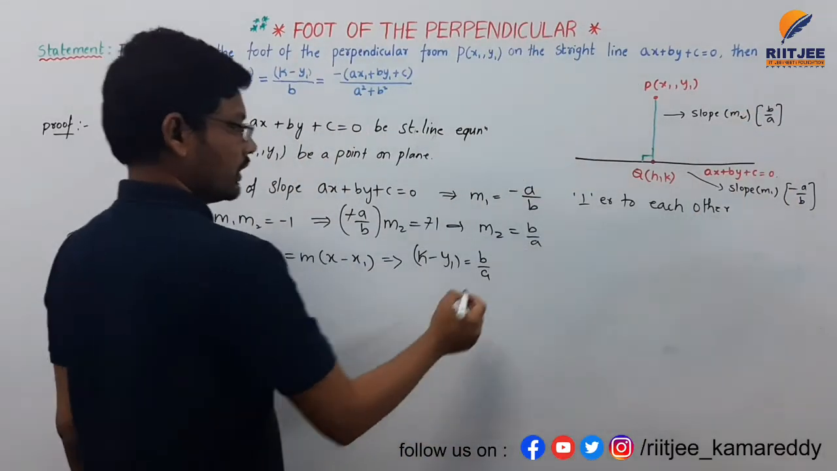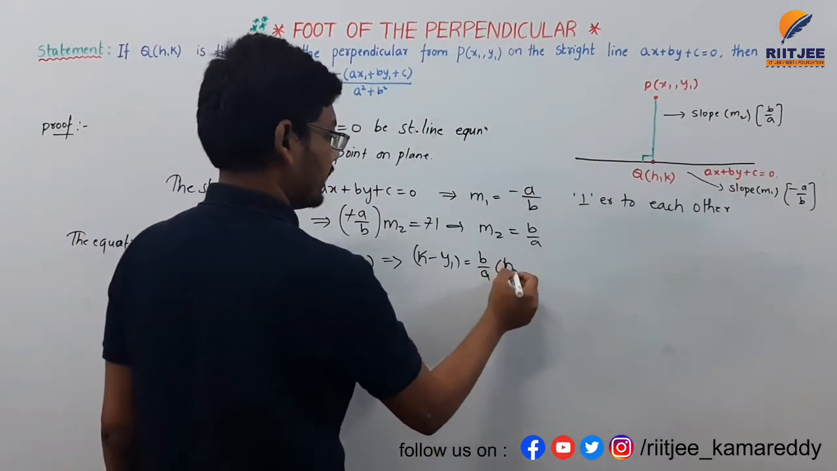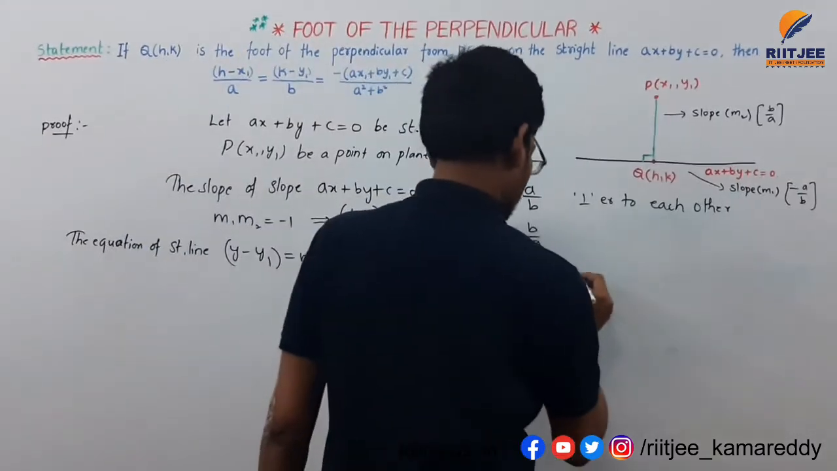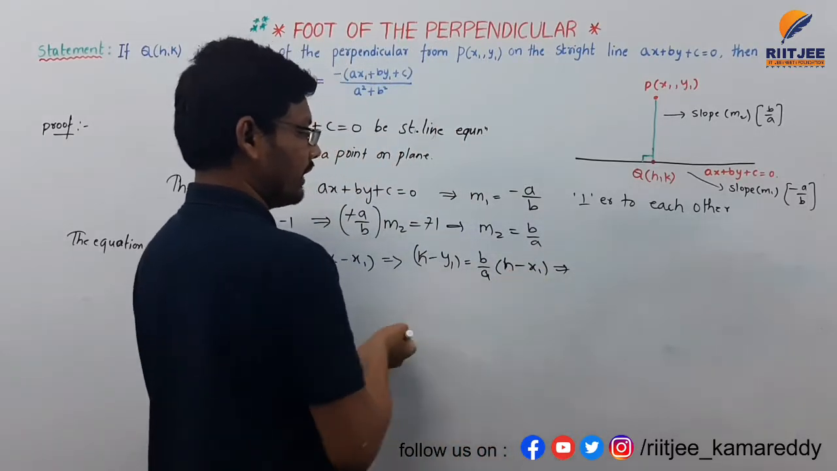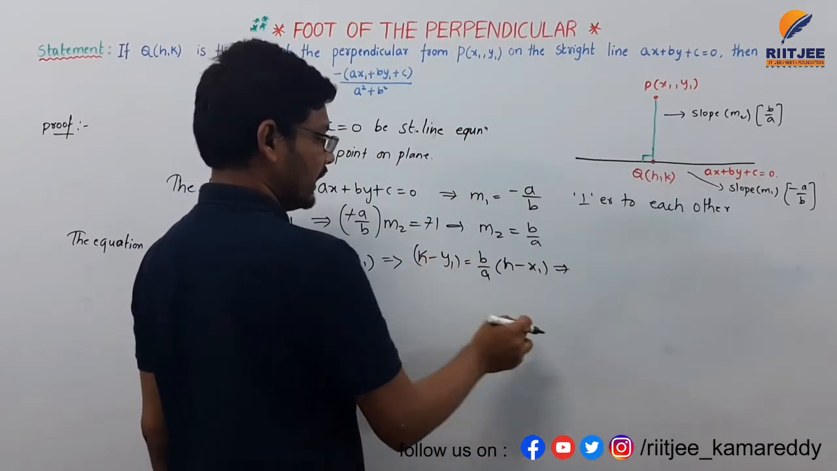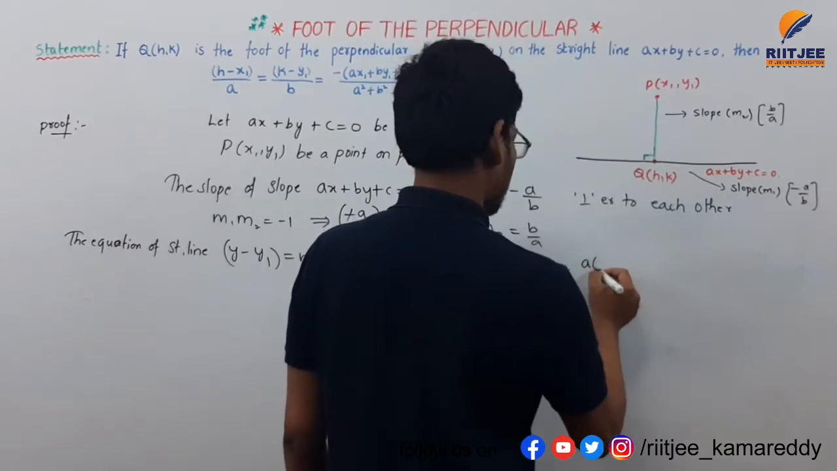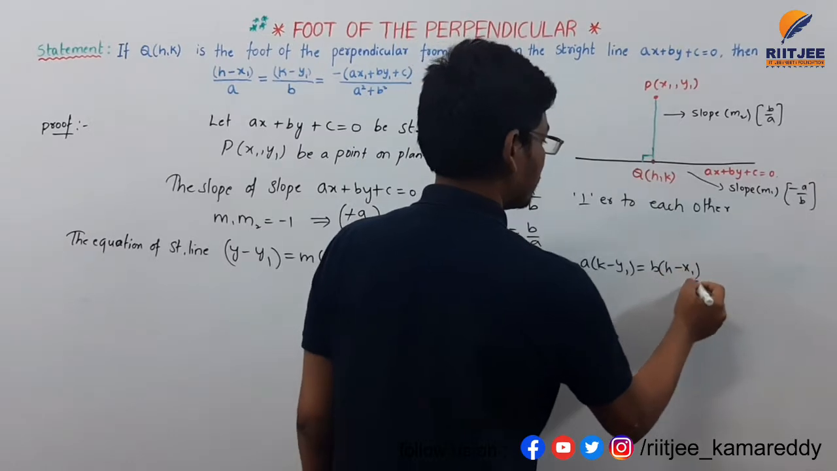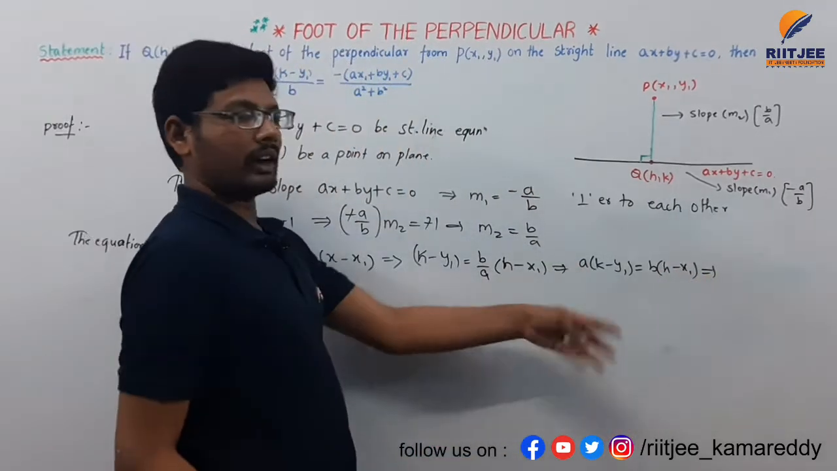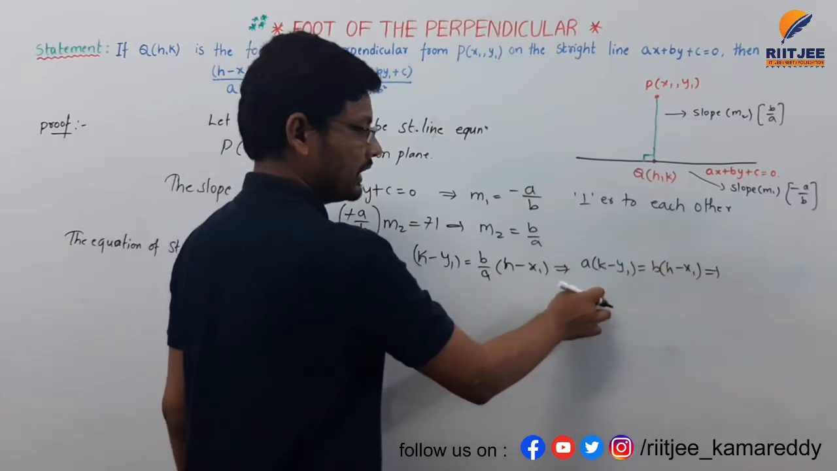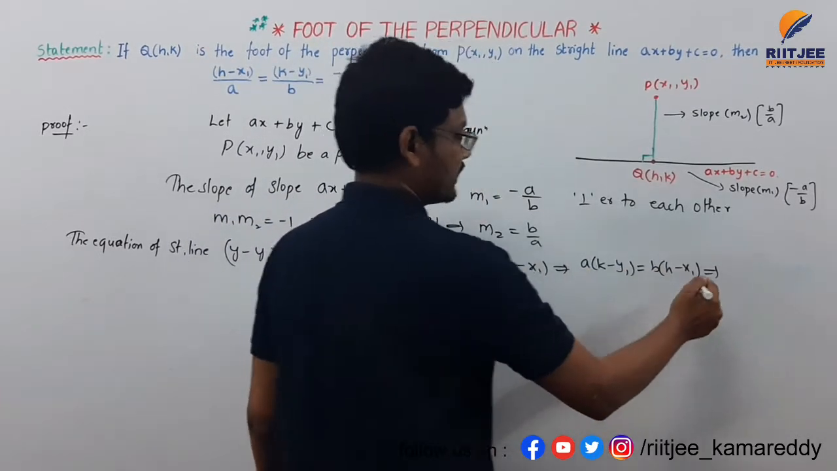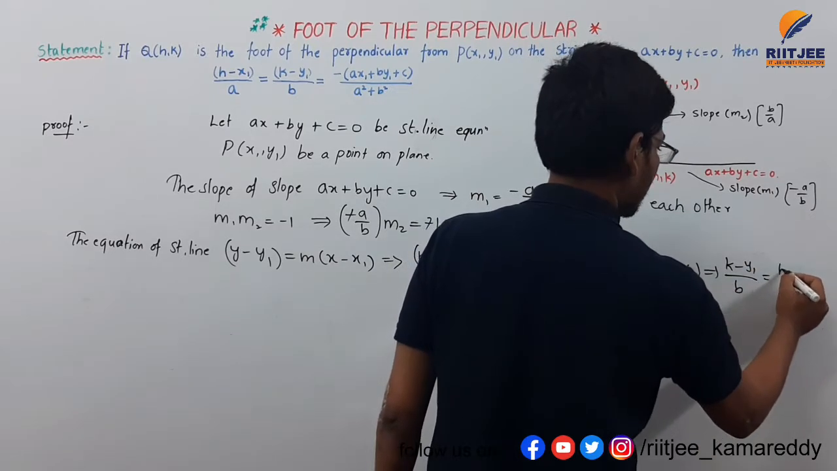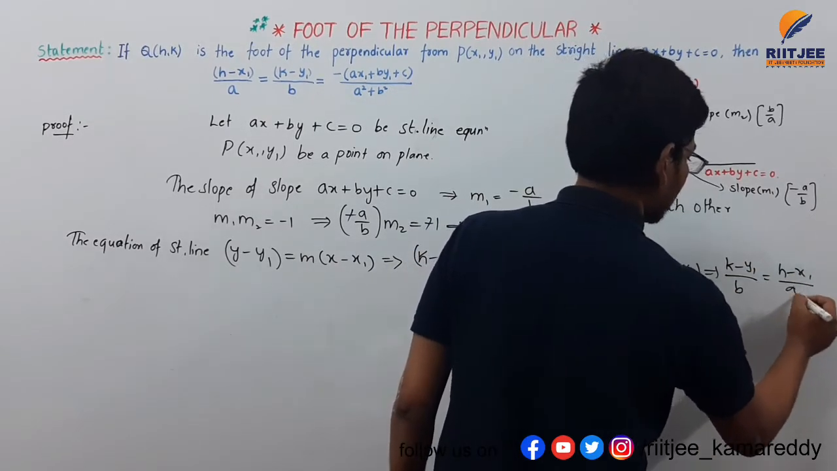Next, x minus h minus x1. If you expand this, send b to this side and a to this side. So multiply a into k minus y1, plus cross multiplication with h minus x1. Divide both sides, bring b this side and send a to this side, and it becomes k minus y1 by b is equal to h minus x1 by a.